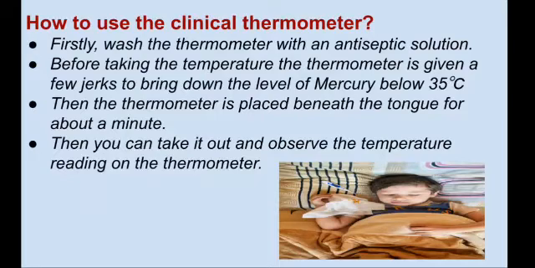Now the thermometer is placed beneath the tongue for about a minute. It just takes a minute. Okay, then you can take it out and observe the temperature reading on the thermometer. There is a scale and you can see the fine hair-like shiny structure which is mercury, which will rise up after putting it in the mouth. So you can read the scale and get to know the body temperature. So this is all about the structure of the thermometer and how to use it.